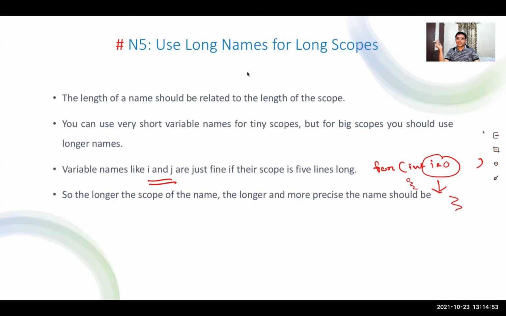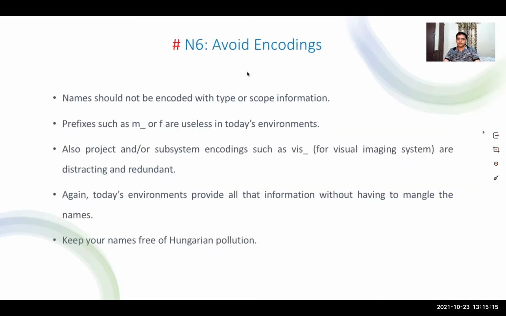I have seen a lot of inner loops also, for, for, for. Somewhere I use i, somewhere I use j, k, etc. Then finally, God knows what we have given. So the longer the scope of the name, the longer and more precise the name should be, because a lot of people will be using it.